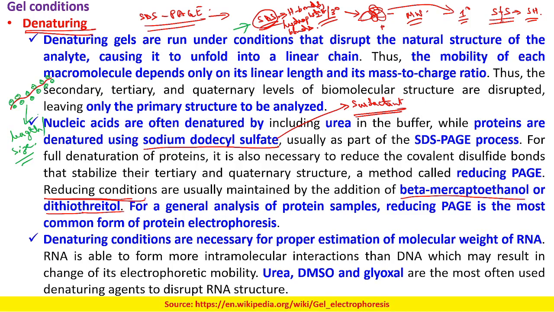The same kind of thing can also be performed for nucleic acids, which are usually denatured using urea. When you do this, the denaturing conditions are necessary for proper estimation of the molecular weight of the RNA, because the longer your size, the higher will be the molecular weight. So urea, DMSO and glyoxal are the most commonly used denaturing agents for the rupture of the RNA structure.